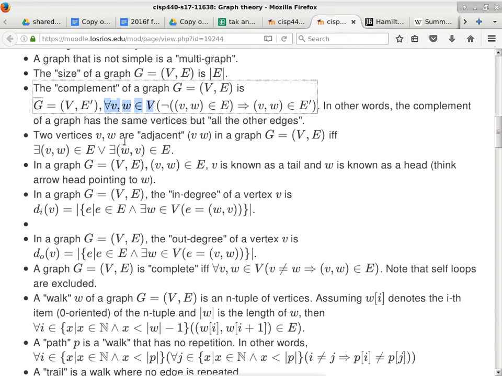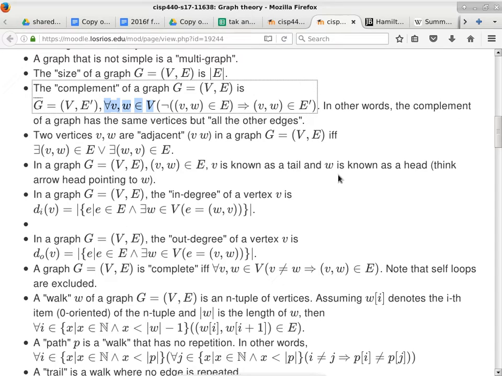Two vertices V and W are called adjacent in the graph if and only if an edge VW does exist in E, and also the opposite is in E. So V and W are called adjacent when you can go from V to W, but you can also go from W back to V. In the graph G equals (V, E), VW as an element of E, that's an edge. V is known to be a tail and W is known as a head. Now that is not intuitive, depending on how you look at it.